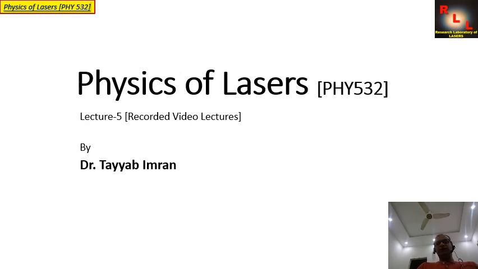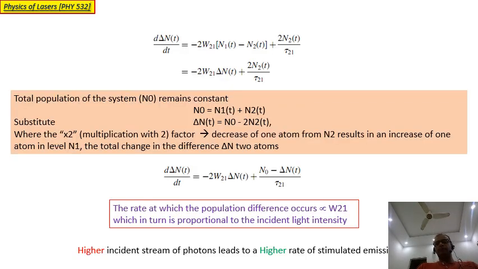Let's continue the rate equation. In our last lecture, as you remember, we started the rate equation, and the last thing we studied there was the rate of change of the population difference. What was the population difference? Delta n is equal to n1 minus n2.